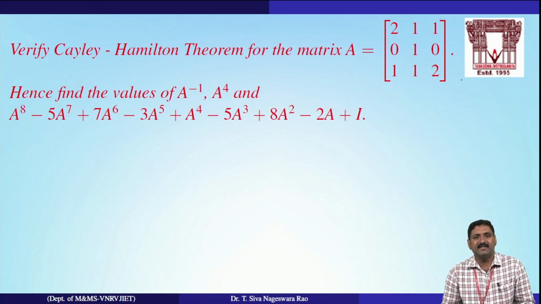verify the Cayley Hamilton theorem for the matrix capital A of order 3 by 3: 2 1 1, 0 1 0, 1 1 2. After verification, we will find the inverse and A power 4 of this given matrix. And if you observe this matrix polynomial, this is a matrix polynomial of order 8.